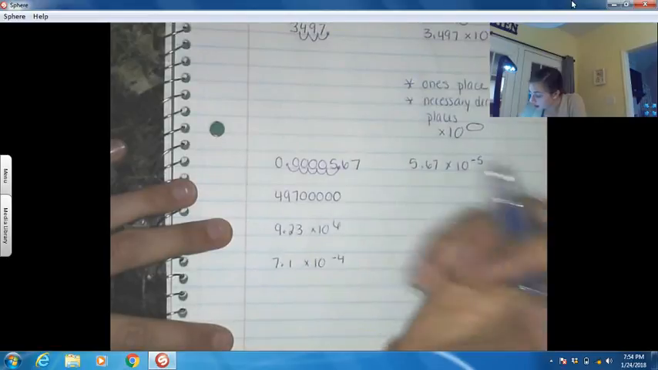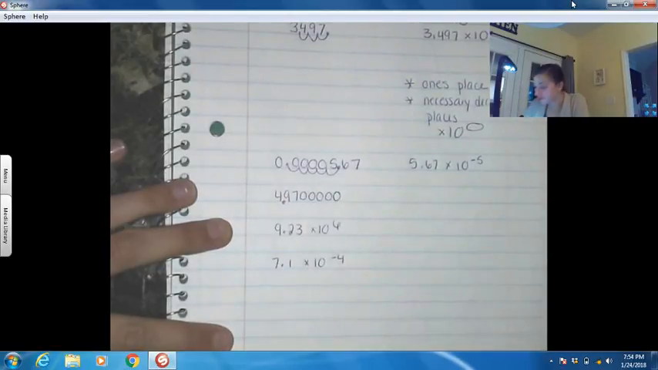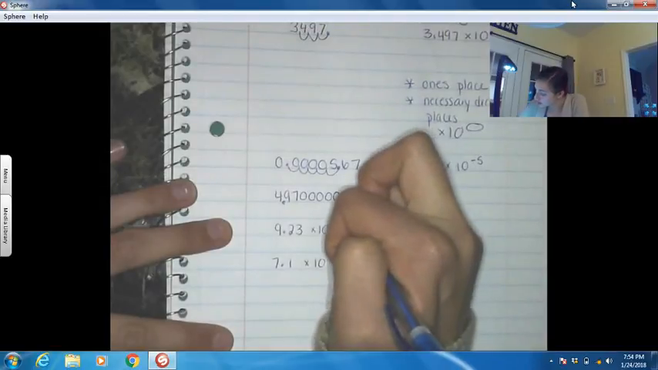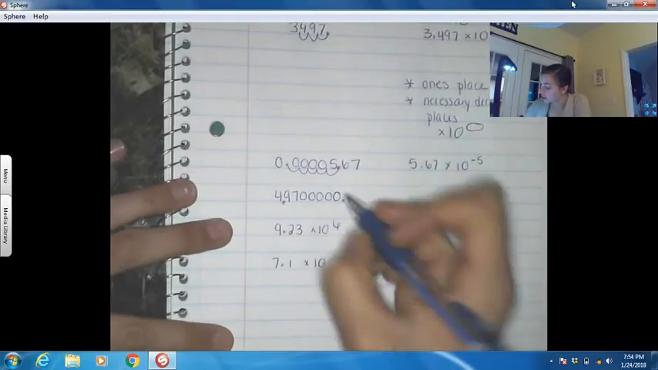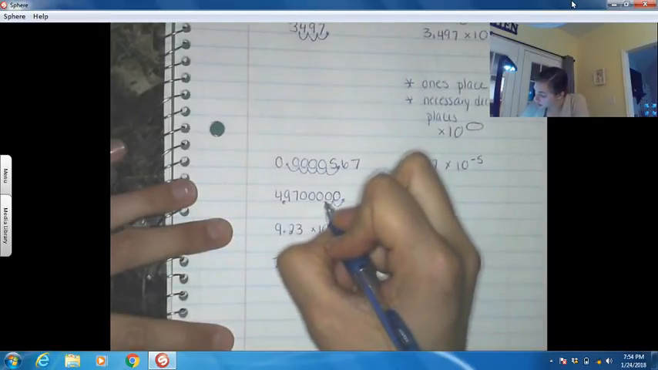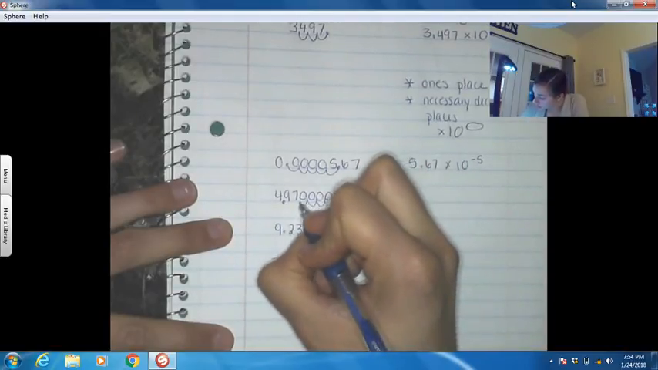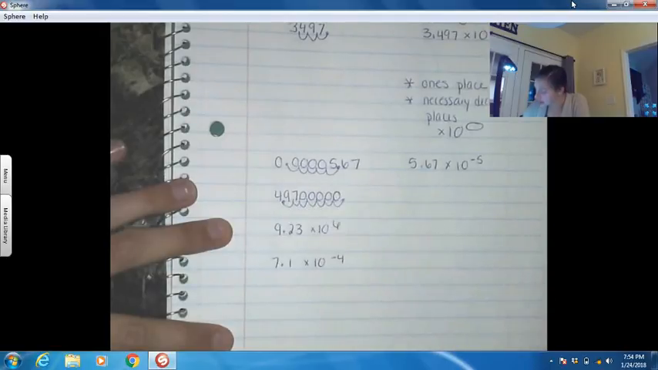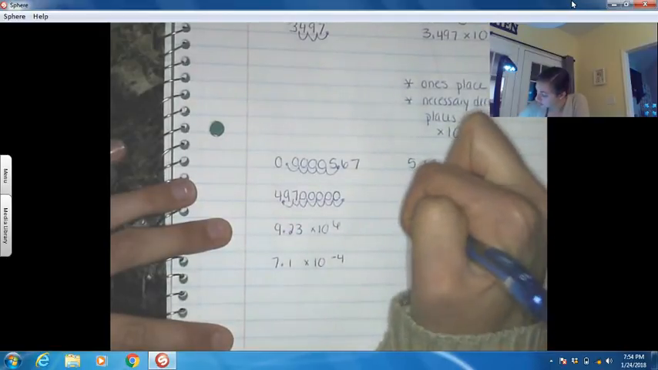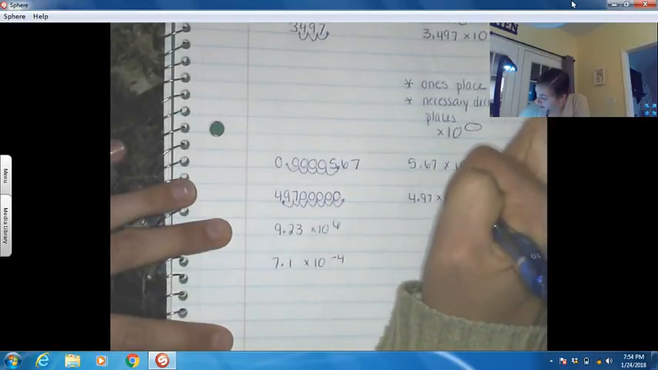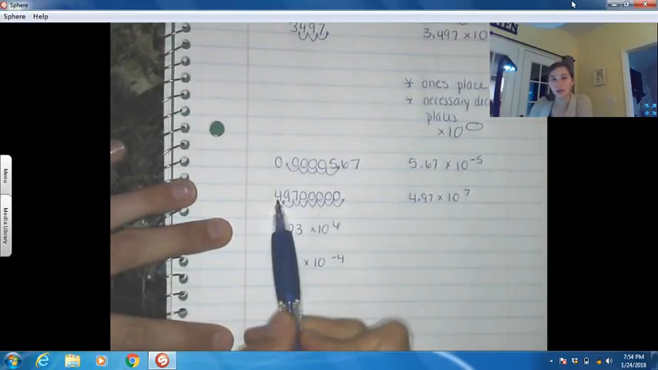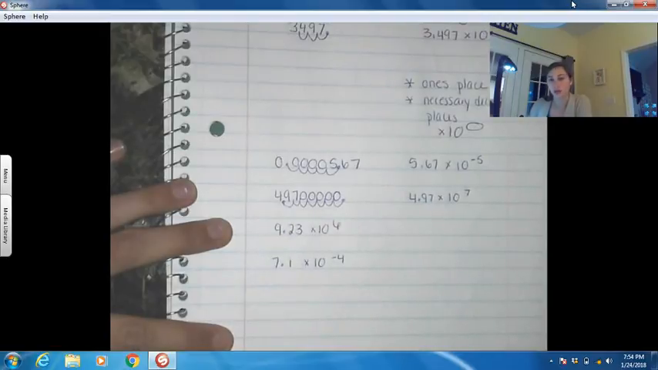Here, our decimal place needs to be between the 4 and the 9, so we only have one number in the ones place. Again, we're going to pretend that the decimal was originally at the end of it, and we have to move it over 1, 2, 3, 4, 5, 6, 7 spots. So it's 4.97 times 10 to the positive 7, since this number was originally greater than 1.